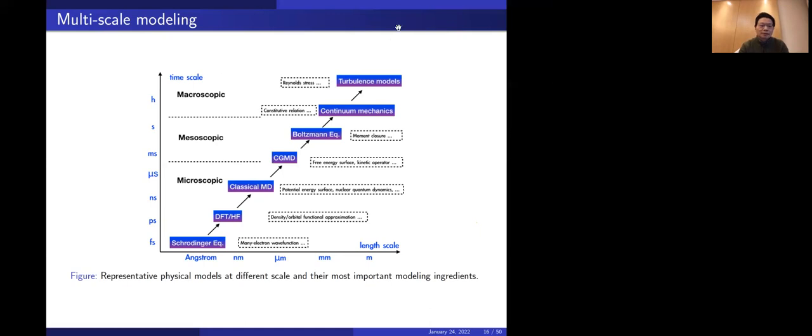And now there's, of course, the whole spectrum of different hierarchy of physical models. There's exciting work done on using deep learning based algorithms to solve these problems, from solving the Schrödinger equation to developing better DFT models, classical molecular dynamics, coarse-grained molecular dynamics, solving the Boltzmann equation. For all these different hierarchy of physical models, there are very exciting deep learning based algorithms.